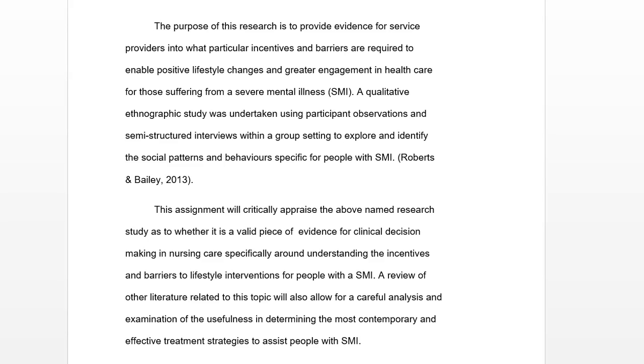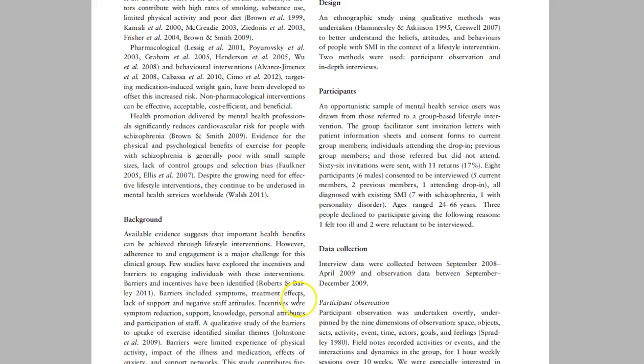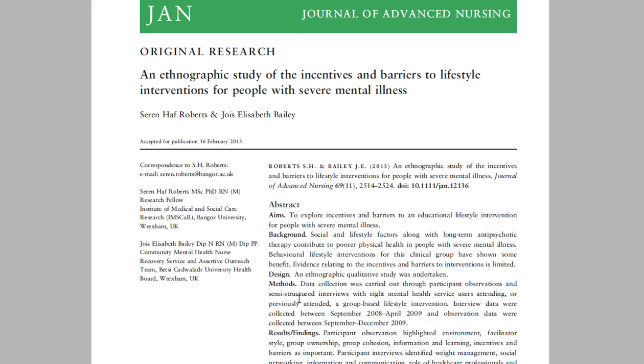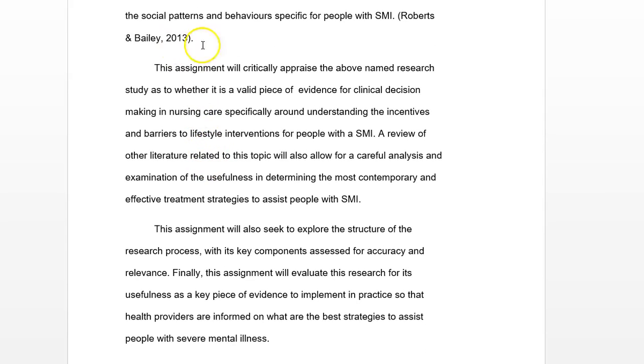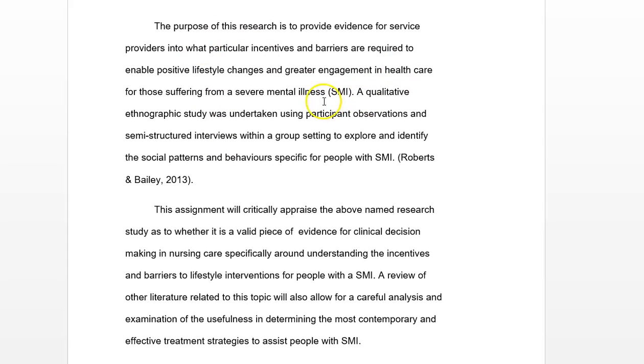So the person started off okay with their introduction. They have said it's a qualitative ethnographic study, and the study is here, right at the beginning. It comes from the Journal of Advanced Nursing, and it's by Roberts and Bailey. So this sort of introductory statement, that's good. They then go on, and in fact, again, two sentences here. They could add this paragraph into that, because it's reasonable to start off with a sentence or two to introduce your topic.